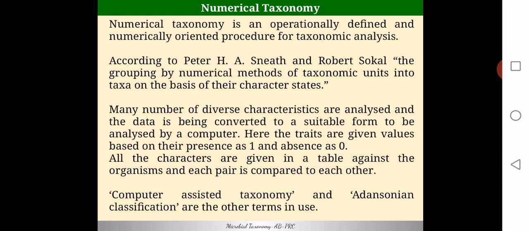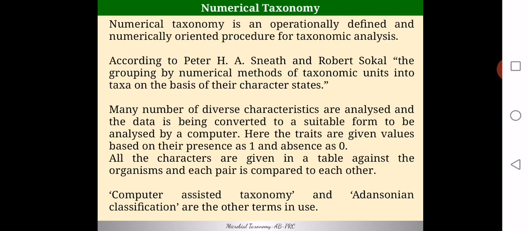So it's actually an operationally defined and numerically oriented procedure for taxonomic analysis, right? This was introduced by H. S. Sneath and Robert Sokal, and they defined it as the grouping by numerical methods of taxonomic units into taxa on the basis of their character states.